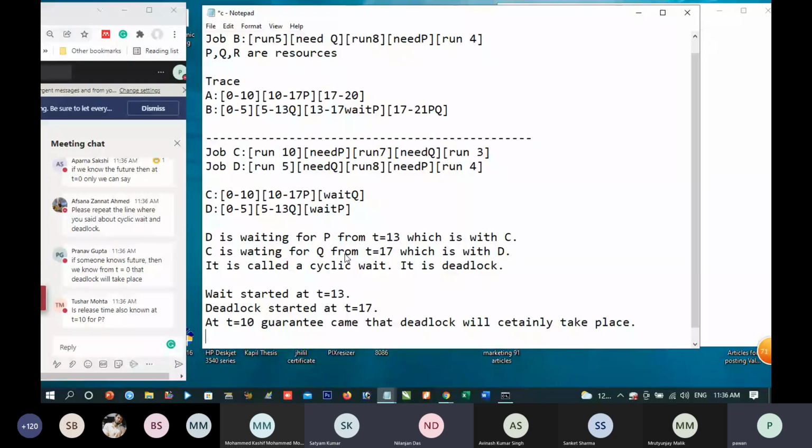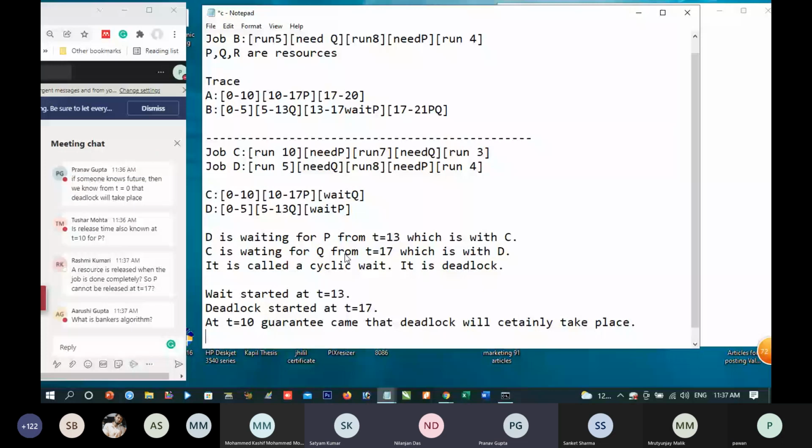parallel processing. Pranav, do you mean this? I'm sorry, sir. Come again. Pranav, what is the problem? Sir, you said that if someone knows what is happening in the future, then at t equal to 10, we have guarantee that a deadlock will occur. But if we know what is going to happen in the future, then from the beginning itself, we have a guarantee that deadlock will occur.